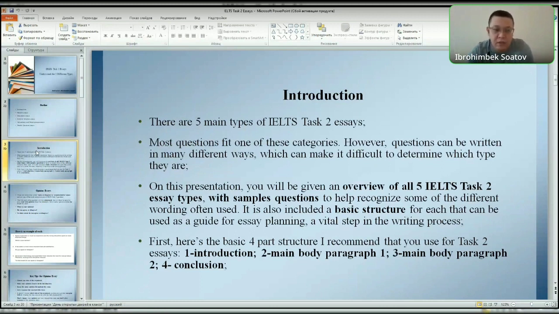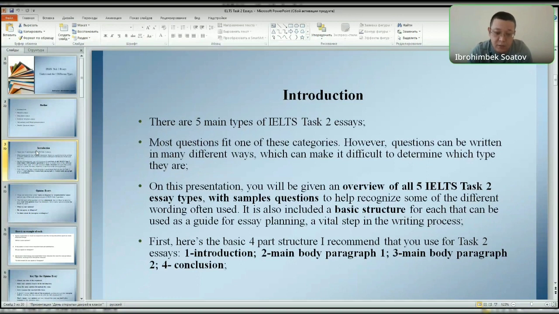As mentioned, there are 5 main types of academic writing task to assess, and it's also widely used in one of the international test assessment systems, which is called IELTS. In most cases, questions fit one of these categories. However, questions can be written in many different ways, which can make it difficult to determine which type they are. And first of all, we should look through the basic or classic structure of the essay.